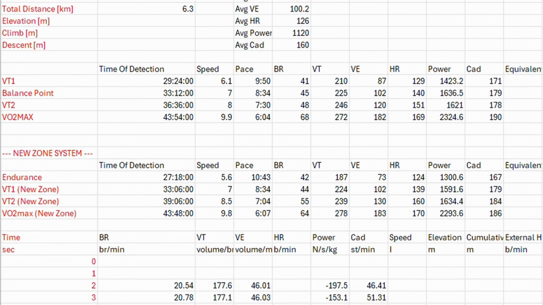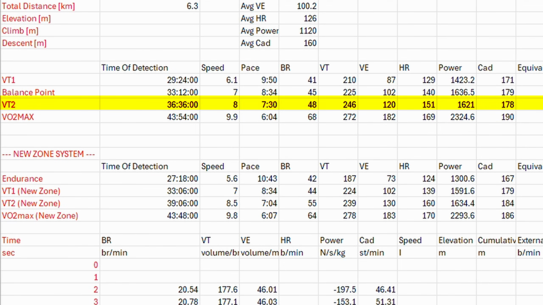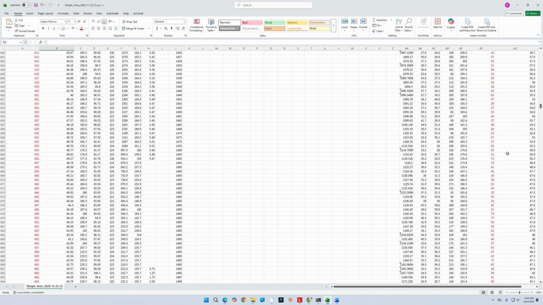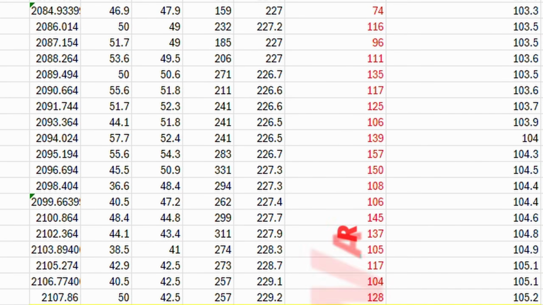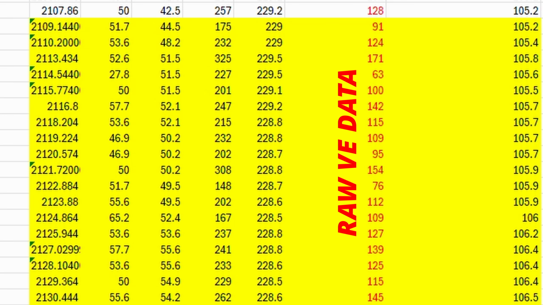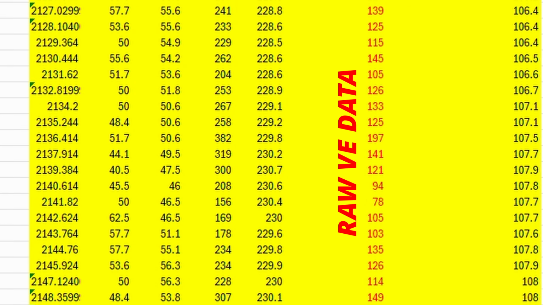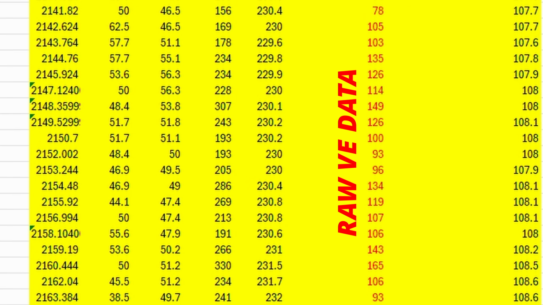For example, from my November ramp test, my VT2 pace was 8 miles per hour with a VE of 120. However, if we look at my ventilation data from the test during the 8 mile per hour stage, the values range from 63 to 197, which is quite a large gap.